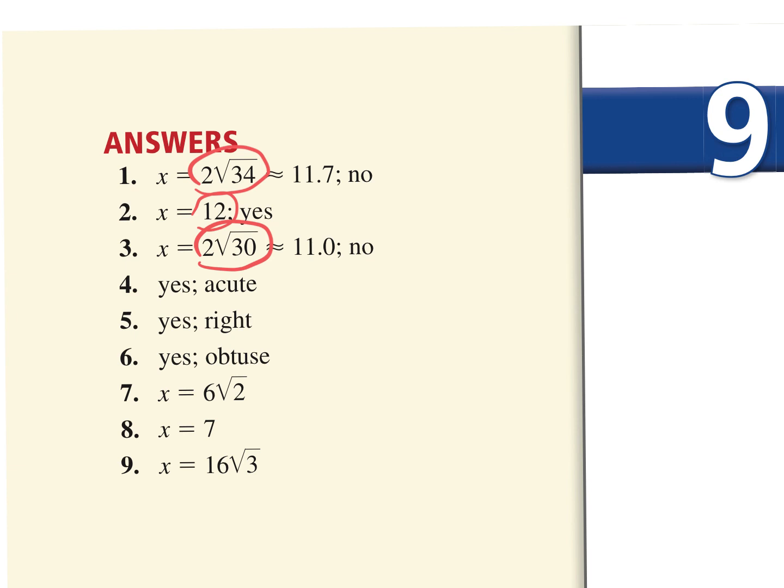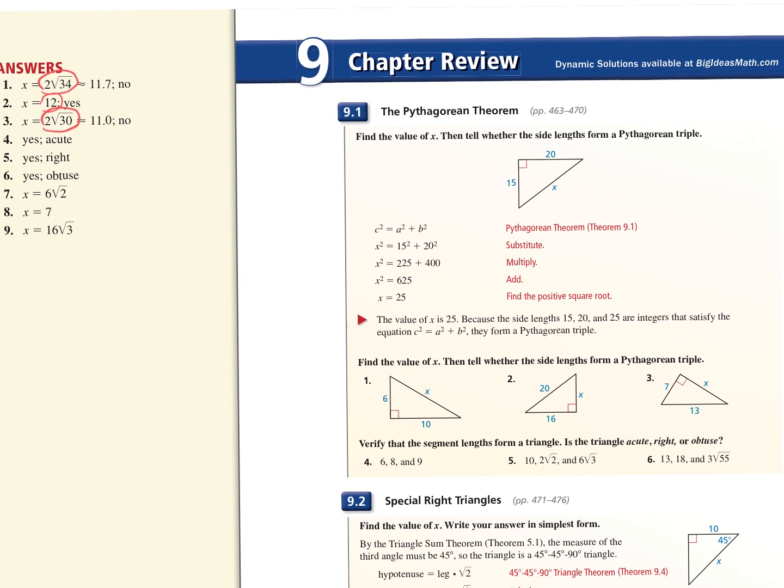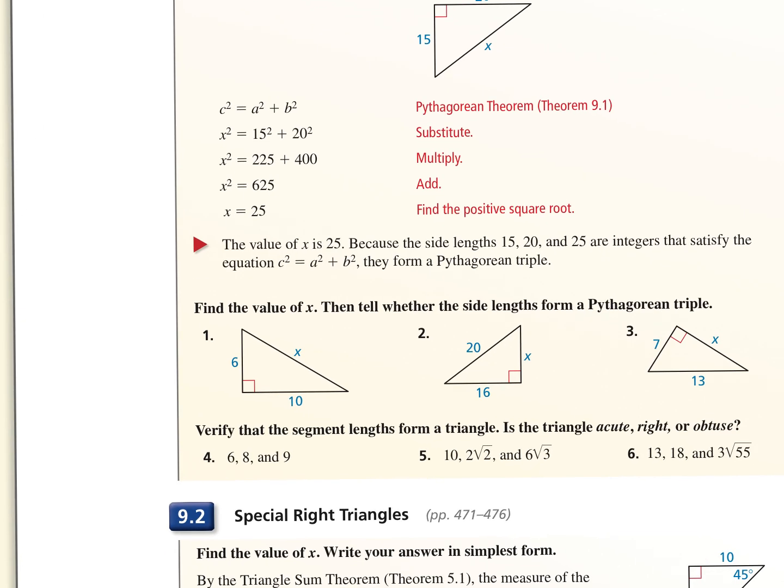Now, you're also going to need to be able to classify or tell if the 3 numbers that you end up getting are a Pythagorean triple. Remember, in order for 3 numbers to become a Pythagorean triple, they have to be integers. You cannot have radicals as one of the side lengths or a decimal. So as long as all 3 sides are integers, then they do form a Pythagorean triple. So be able to answer questions like 1, 2, and 3, where it's going to ask you to find a missing side length. And all you're doing is a squared plus b squared equals c squared.